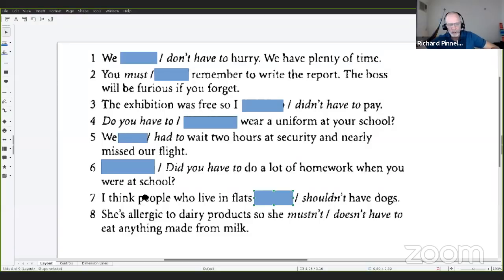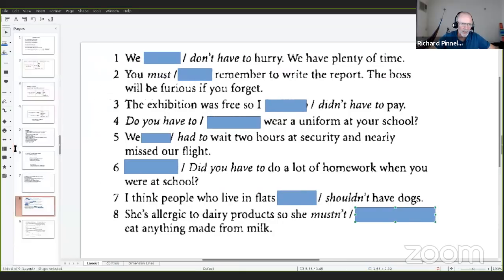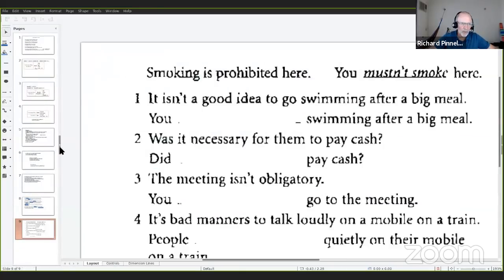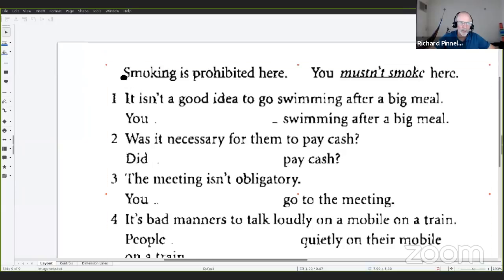She's allergic to dairy products, so she mustn't or doesn't have to eat anything made from milk. Sorry, mustn't. Yes, es correcto. Porque doesn't have to es que no es necesario, pero en este caso no debe porque está alérgico. Vamos a seguir con la próxima. Más preguntas, pero vamos a hacer este más chiquito.